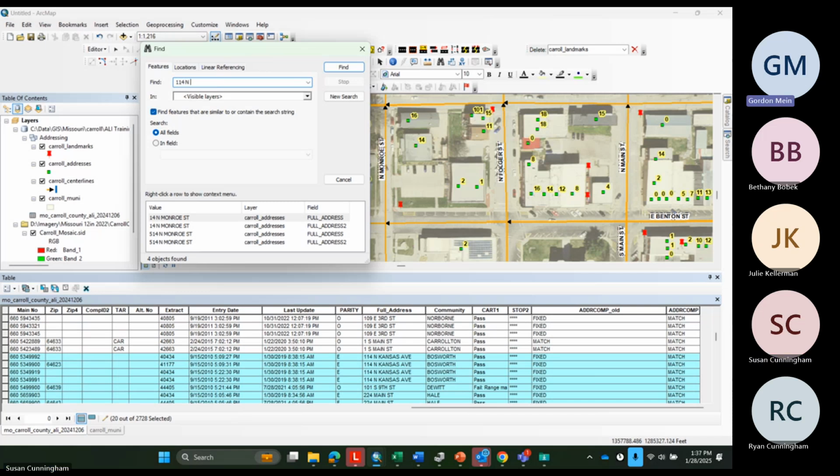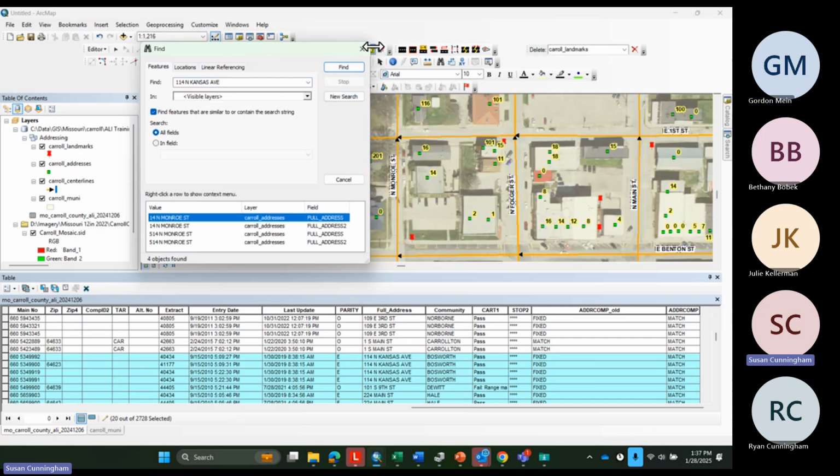Can you not just right click and pan to it? No, because I don't have it. This is a table and I don't have the table associated. What is that called? Related, whatever, when you have a key field. So that's why it's very annoying. That's 114 North Kansas, I think.